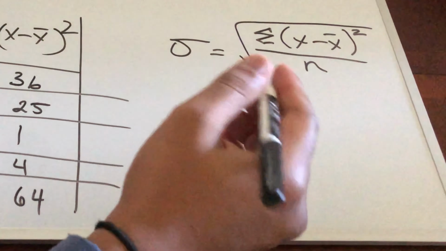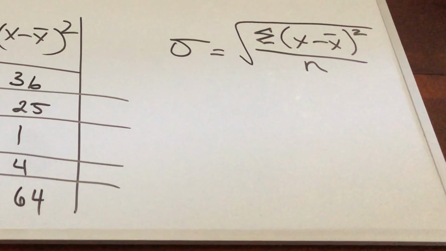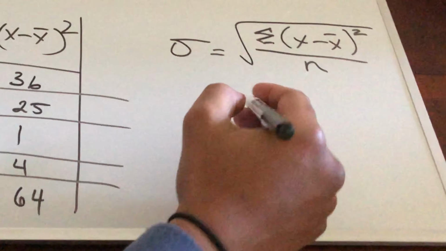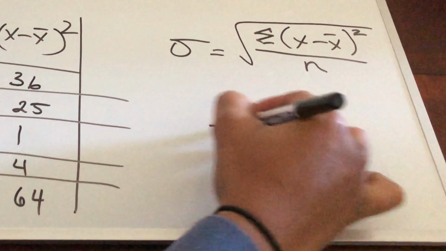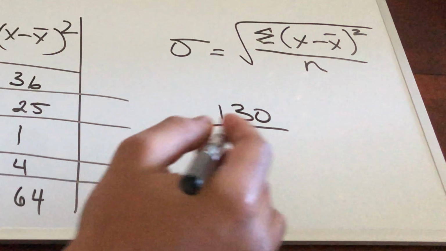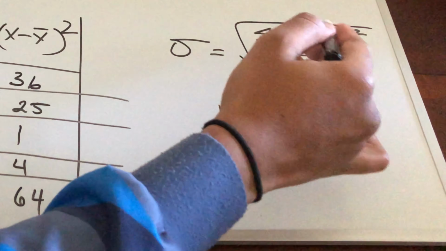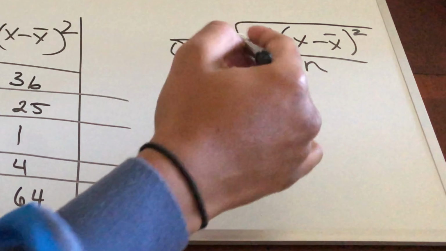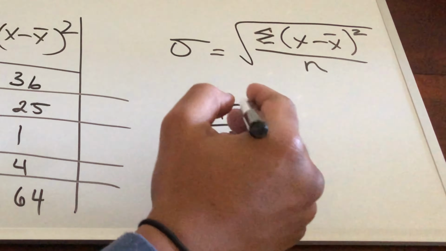All right? So now what you're going to do, you're going to take 36 plus 25 plus 1 plus 4 plus 64. I think that should give you 130, I believe. Yes, 130. All right, so you're going to take 130. You're going to divide that by 5 now. All right, so you can see the sum of everything that was here, right? Does that make sense?